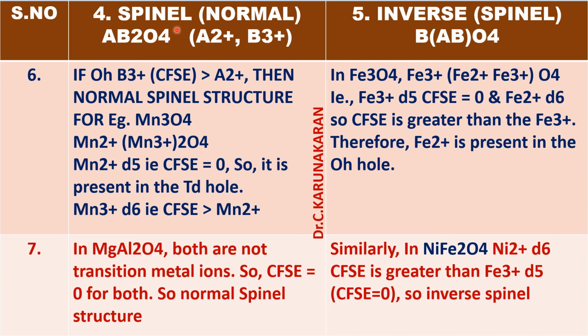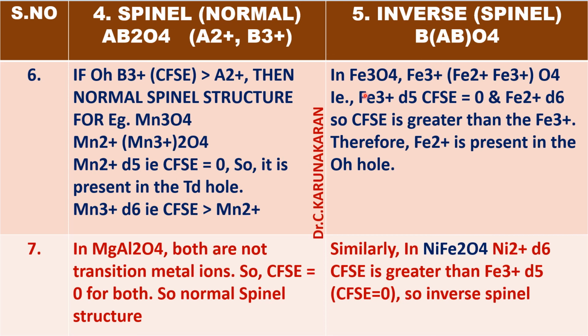Therefore, the B trivalent ions are present in octahedral holes. So, Mn3O4 is of normal spinel crystal structure. In MgAl2O4, for example, both are not transition metal ions, so the crystal field stabilization energies are 0 for both. So they are of normal spinel structure. There is no preference for tetrahedral or octahedral.